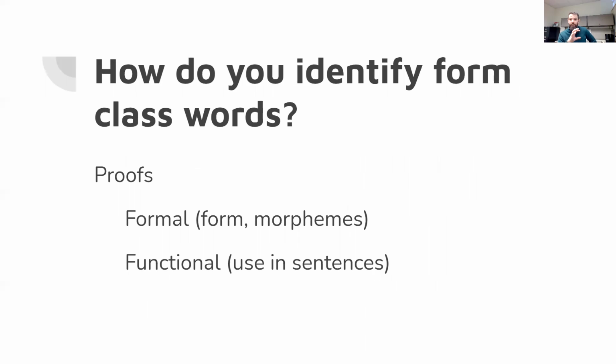So let's talk about identifying these words. We're going to use some proofs. We're going to use formal proofs. And when we say formal here, what we mean is by their form, or in other words, by how the words are created with morphemes. That's why we had to study morphology last week, because we couldn't do these formal proofs if we didn't understand what morphemes were. Then the functional proof is more about how do the words function in a sentence? How do we use them in a sentence? So we will both analyze the morphemes of the word, and then we analyze how the word is used in a sentence. And those two types of proofs can help us categorize things as nouns, verbs, adjectives, and adverbs.